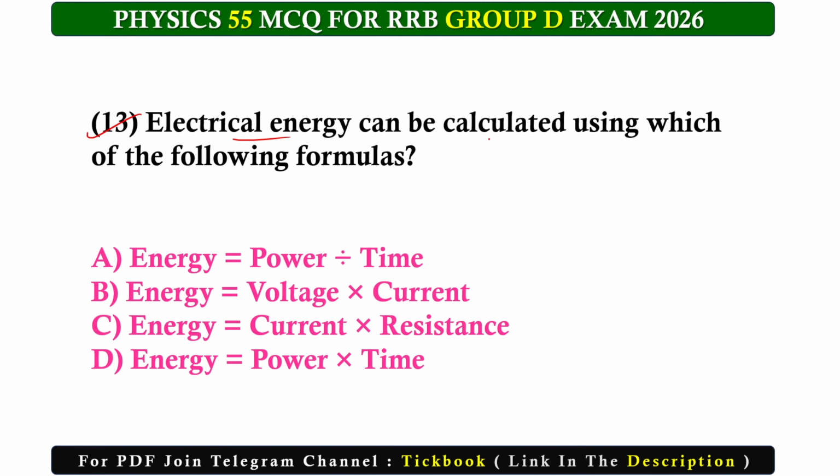13. Electrical energy can be calculated using which of the following formulas? Option number D, energy is equal to power into time.